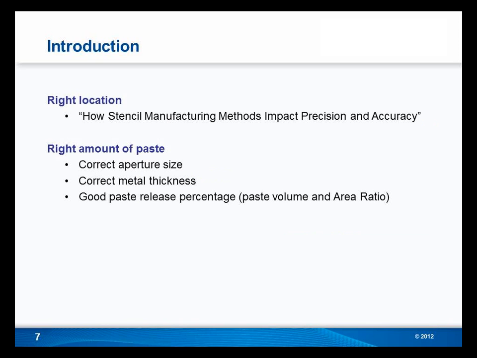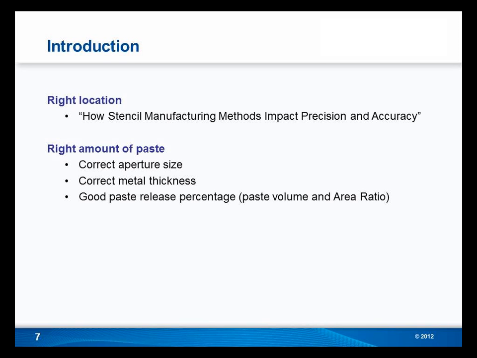So if we're talking about the right location, we actually already gave a webinar on that. It was called How Stencil Manufacturing Methods Impact Precision and Accuracy. You can find this on the LPKF USA website if you're interested. But today, we're going to be sticking more to the right amount of paste part of it. So, Anna, why don't you tell me a little bit about what right amount of paste really means? Well, that means you need the correct aperture sizes and you need the correct material thickness. Together they determine the aperture volume.